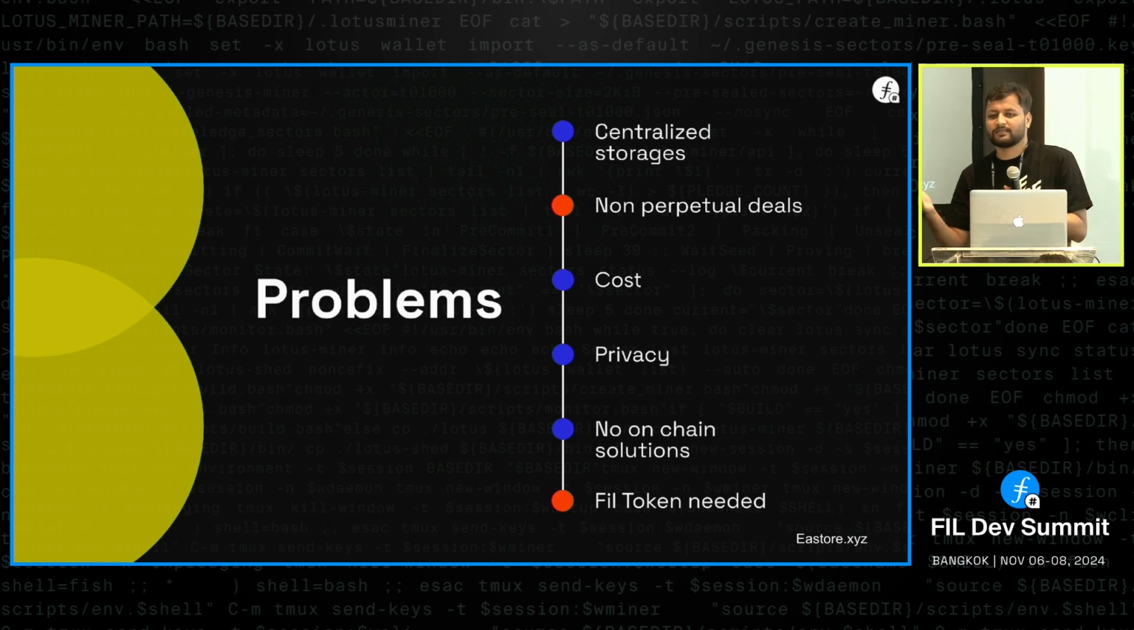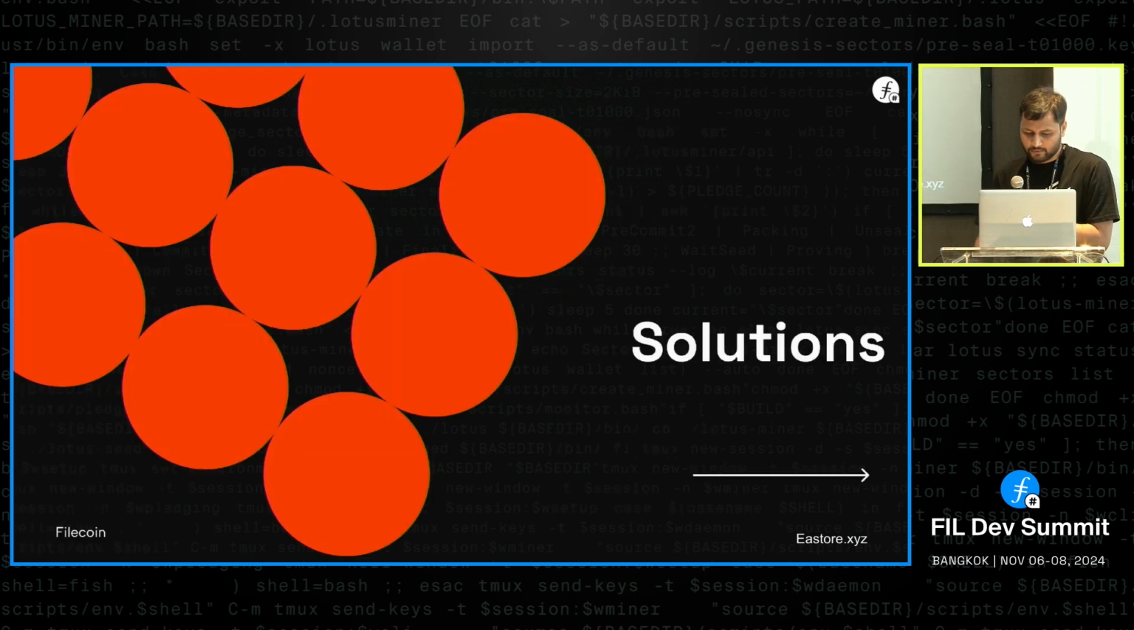And lastly, it's storage on Filecoin. At the end, you have to pay gas on Filecoin, or you have to use Filecoin to pay the storage provider. So that also comes as a bottleneck. So these are the problems that exist which eStore aims to solve.